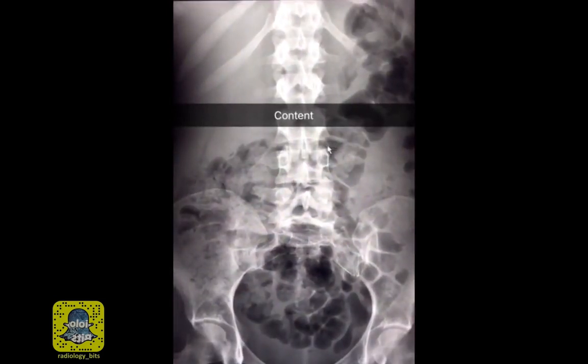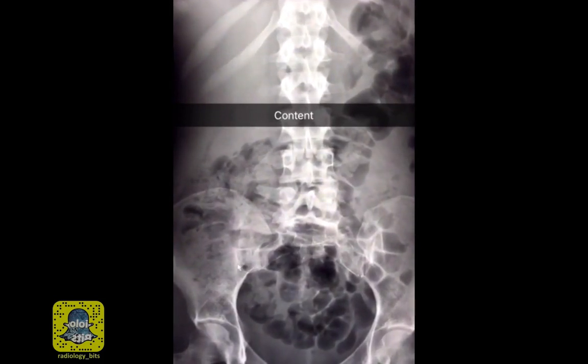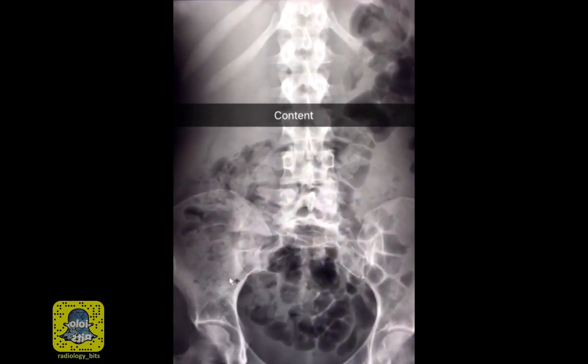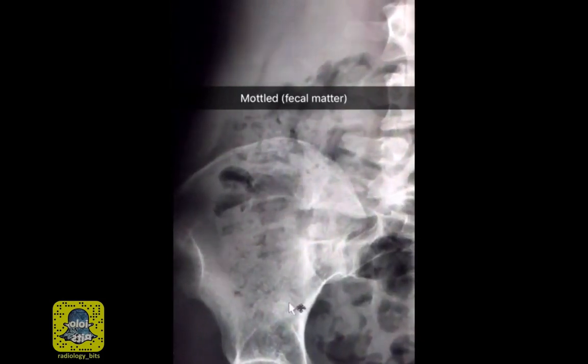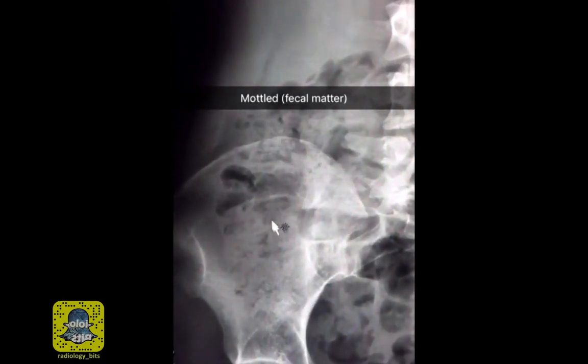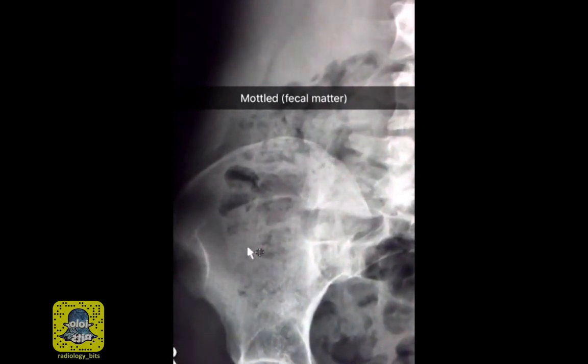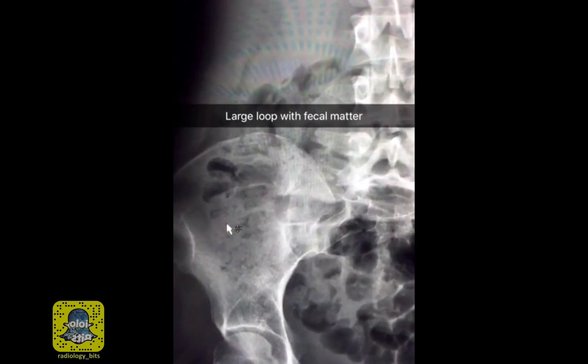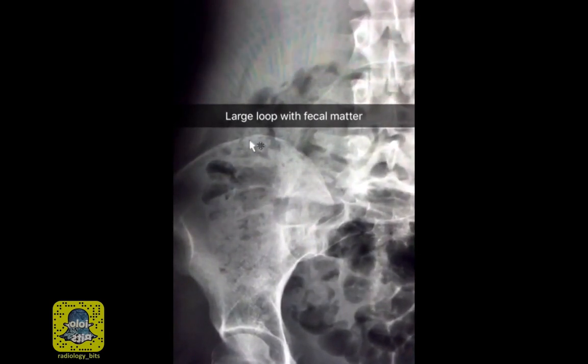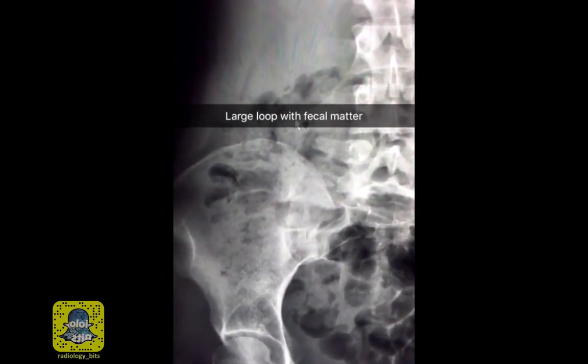Now, what about the content? Since large bowel contains fecal matter, it looks different than small bowel. Here's an enlarged image of the right-sided colon showing this mottled appearance within. So seeing this mottled appearance is consistent with fecal matter inside the bowel loop, and it denotes that this is a large bowel loop.